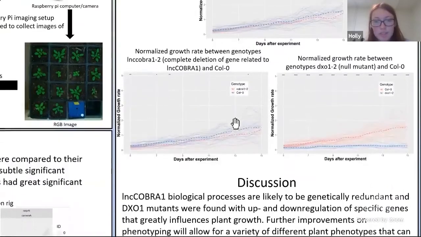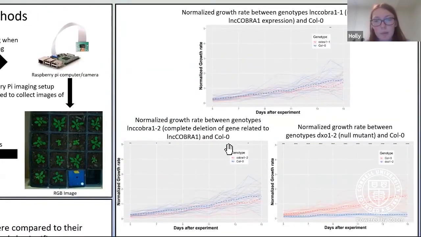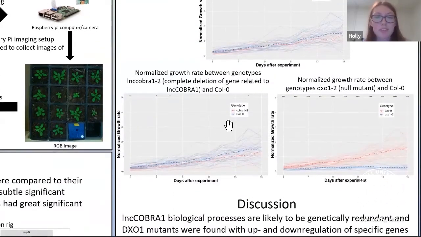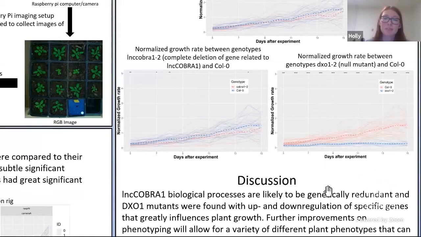And this is likely due to genetic redundancy, because the LINC-COBRA1s are just a class of multiple COBRA lincRNAs. So we are able to visualize the subtle differences. And of course, here we can see in this last graph, the DXO1 mutant has a very obvious difference, and that was found to be due to up and down regulation of specific genes that influence the plant growth.